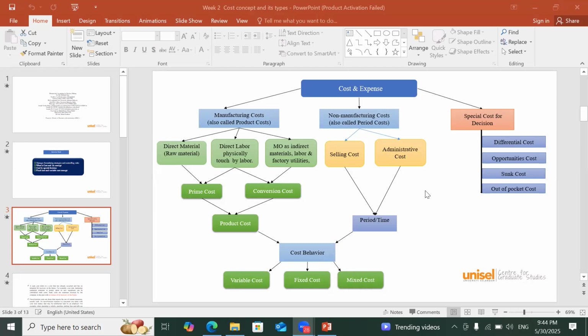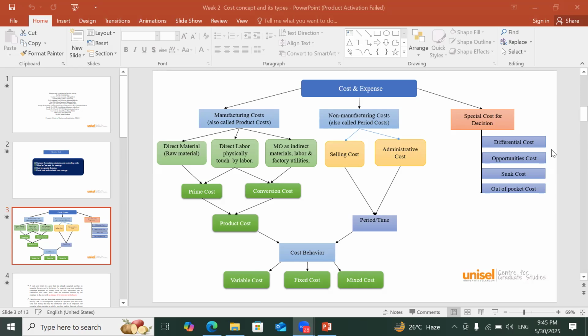Another point, a special cost for decision. Some costs are chosen on the basis of a decision. For example, differential cost. There is a chance of bidding, and there are alternative options, and you choose the option which is optimum or favorable to you. This is the differential cost.